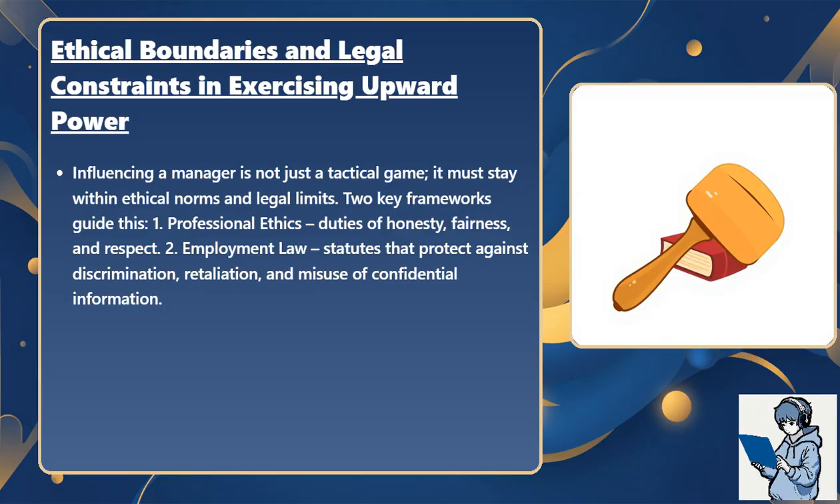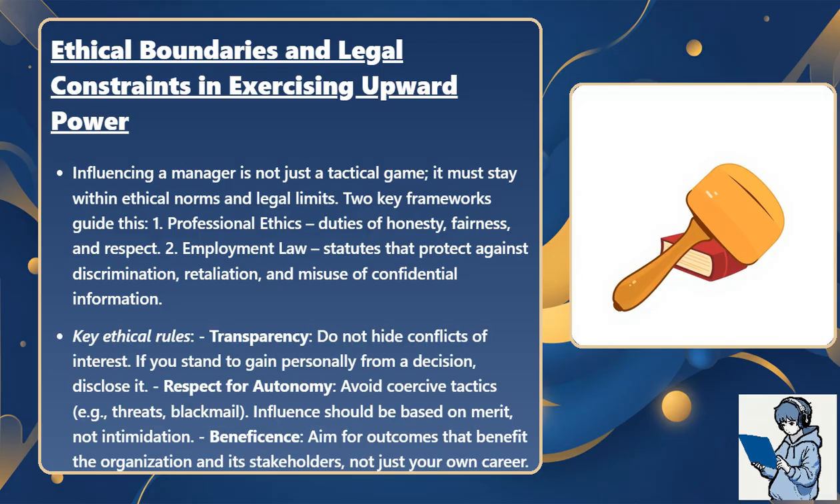Influencing a manager is not just a tactical game, it must stay within ethical norms and legal limits. Two key frameworks guide this: professional ethics, duties of honesty, fairness, and respect; and employment law, statutes that protect against discrimination, retaliation, and misuse of confidential information. Key ethical rules: transparency, do not hide conflicts of interest. If you stand to gain personally from a decision, disclose it. Respect for autonomy: avoid coercive tactics, for example threats or blackmail. Influence should be based on merit, not intimidation. Beneficence: aim for outcomes that benefit the organization and its stakeholders, not just your own career.